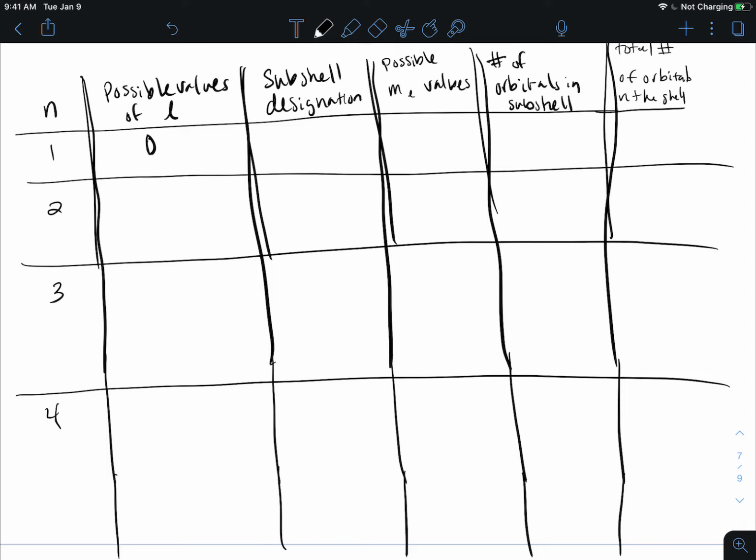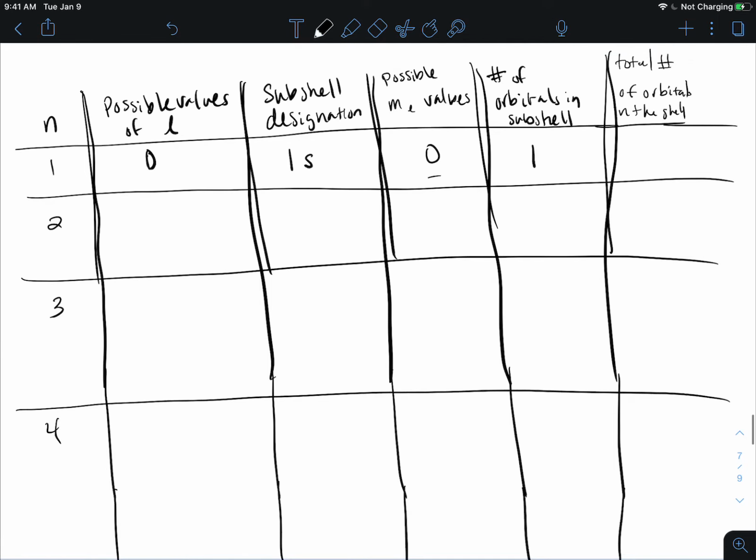So our subshell designation here would be 1s, where 1 represents our n value, and s represents our L value. The m sub L values that are possible are between negative L and positive L. The only L value we have is 0, so our m sub L is 0. So we only have one orbital because we only have one orientation. And that means we only have one orbital in the total shell.